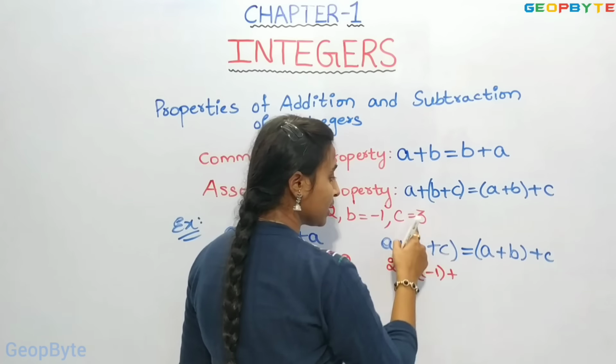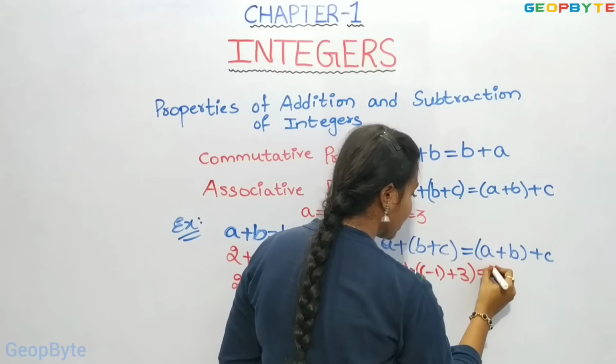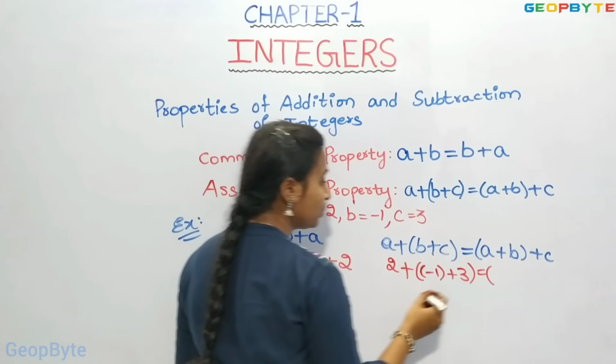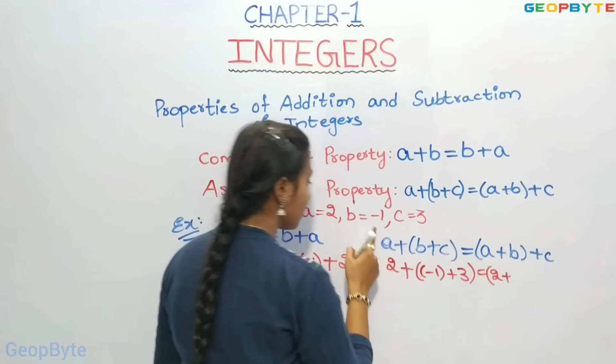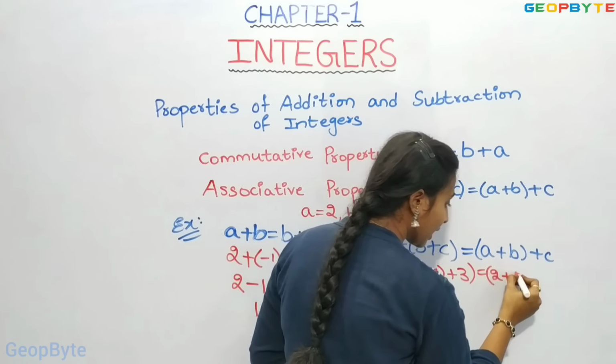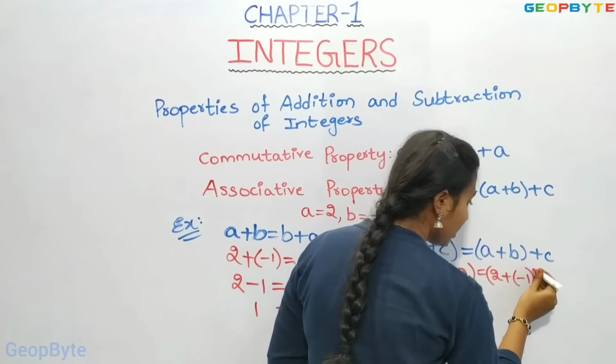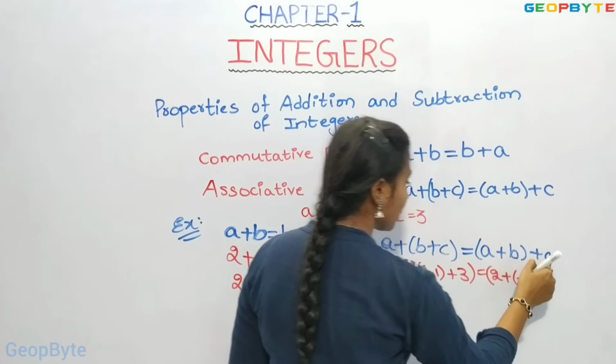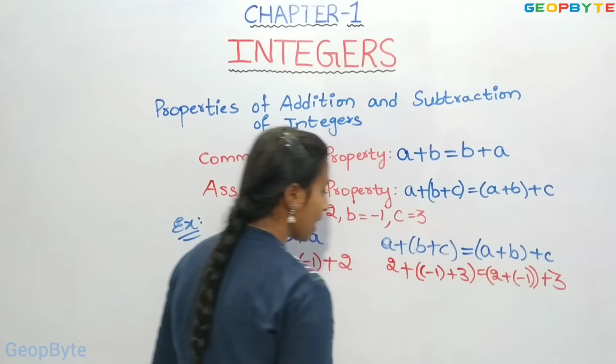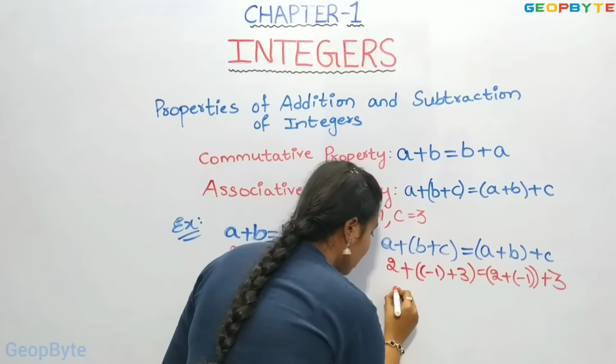Plus C is 3 is equal to A is 2 plus B is minus 1. Plus is there. Again, we need to put a bracket. Write minus 1. Close the bracket. Plus C is 3. Now, let us write 2 plus, we have minus 1 plus 3 inside is equal to, here we have 2 plus into minus, minus 1 plus 3.